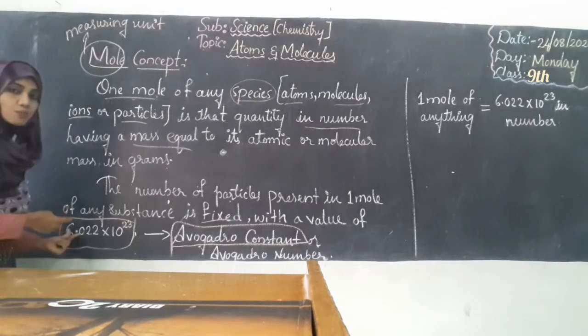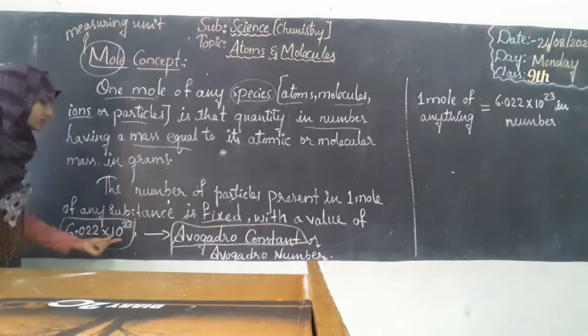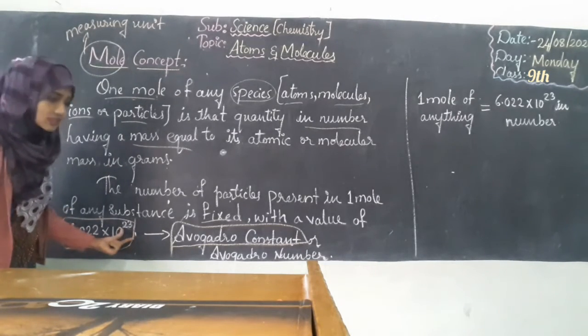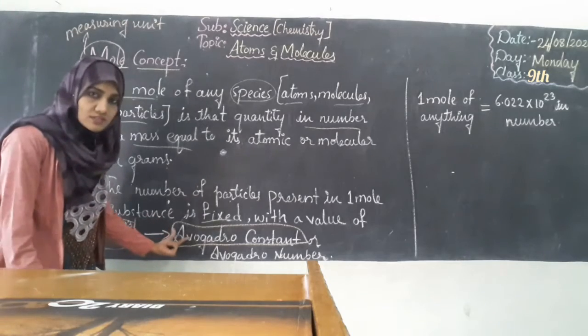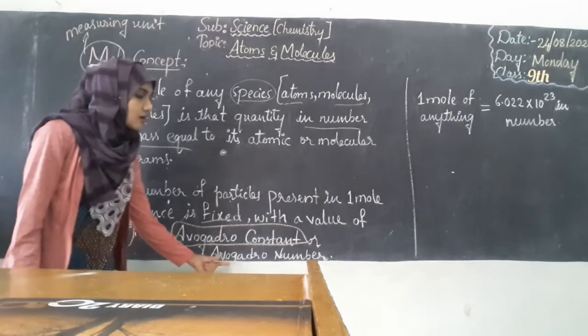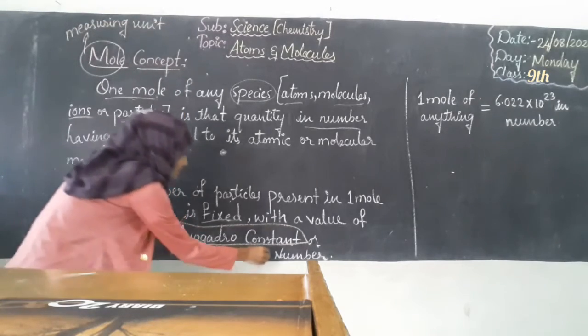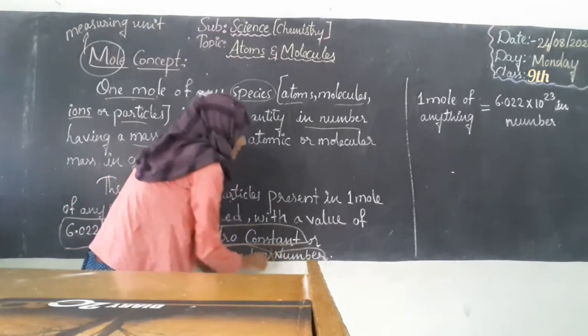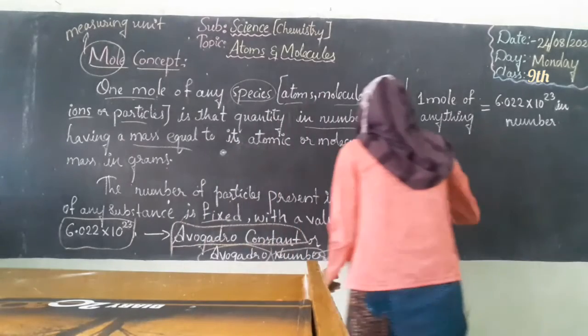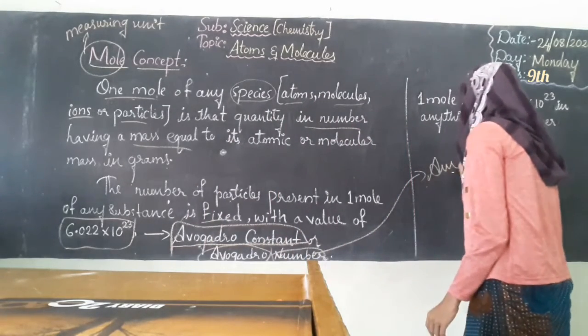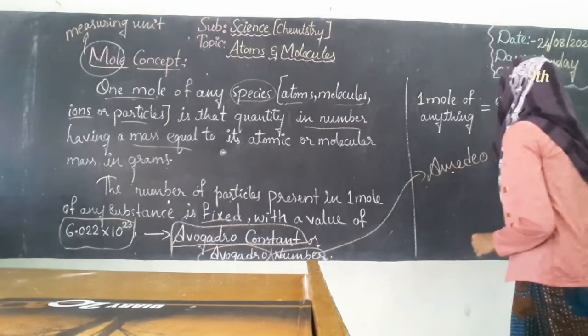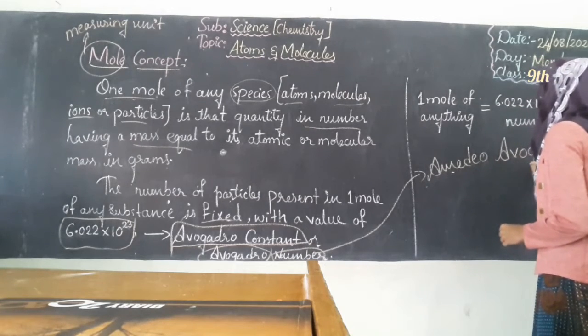So what is the value of the Avogadro constant? It is 6.022 multiplied by 10 to the power 23. And this Avogadro constant is simply also called the Avogadro number. It is named in honor of the scientist Amedeo Avogadro.